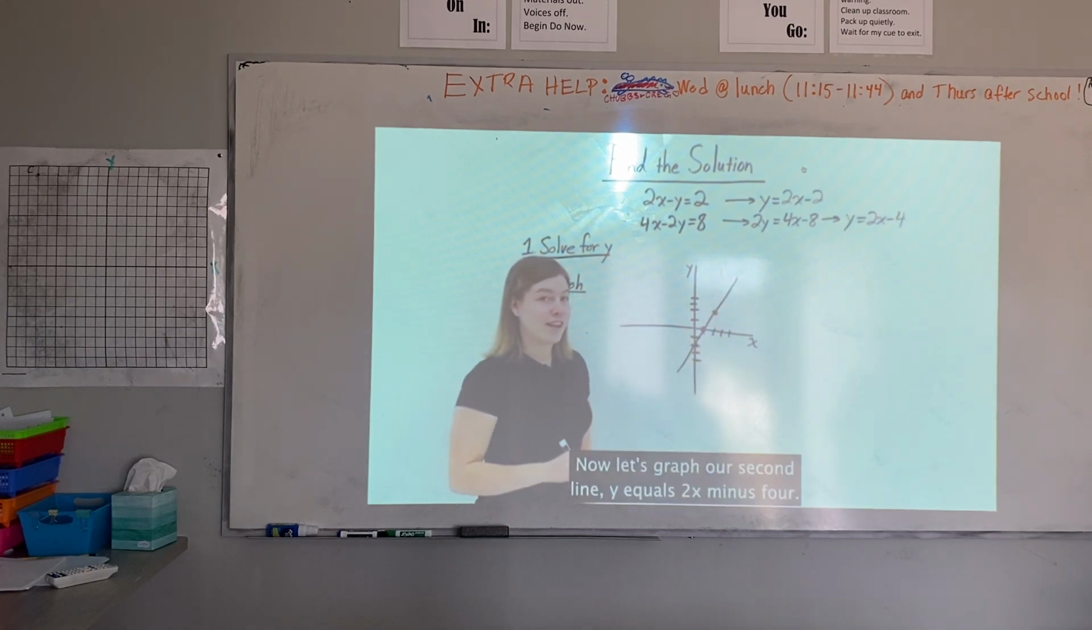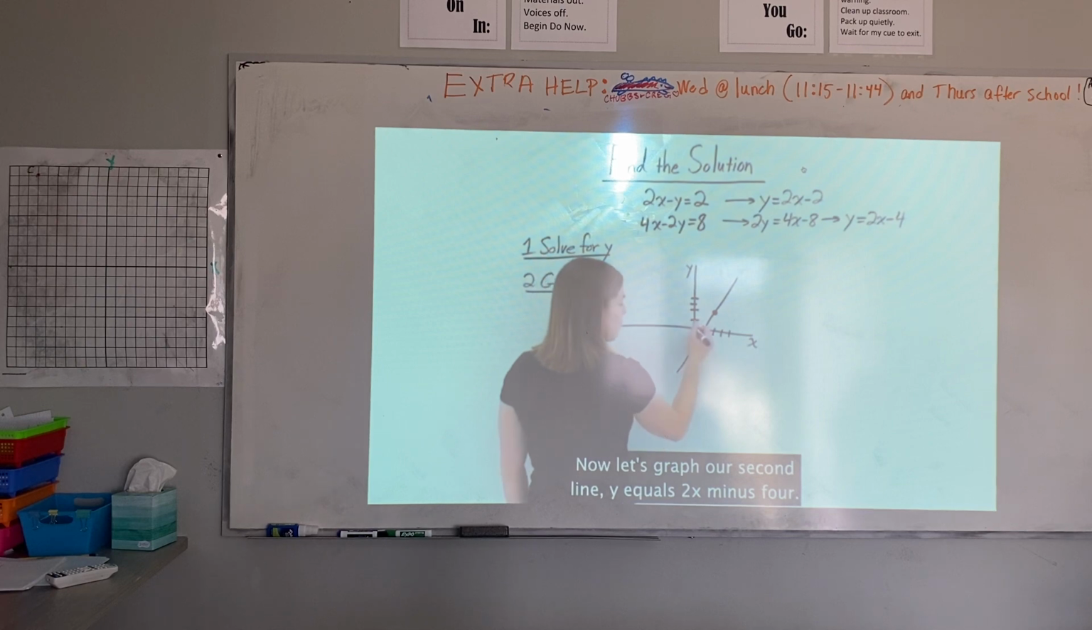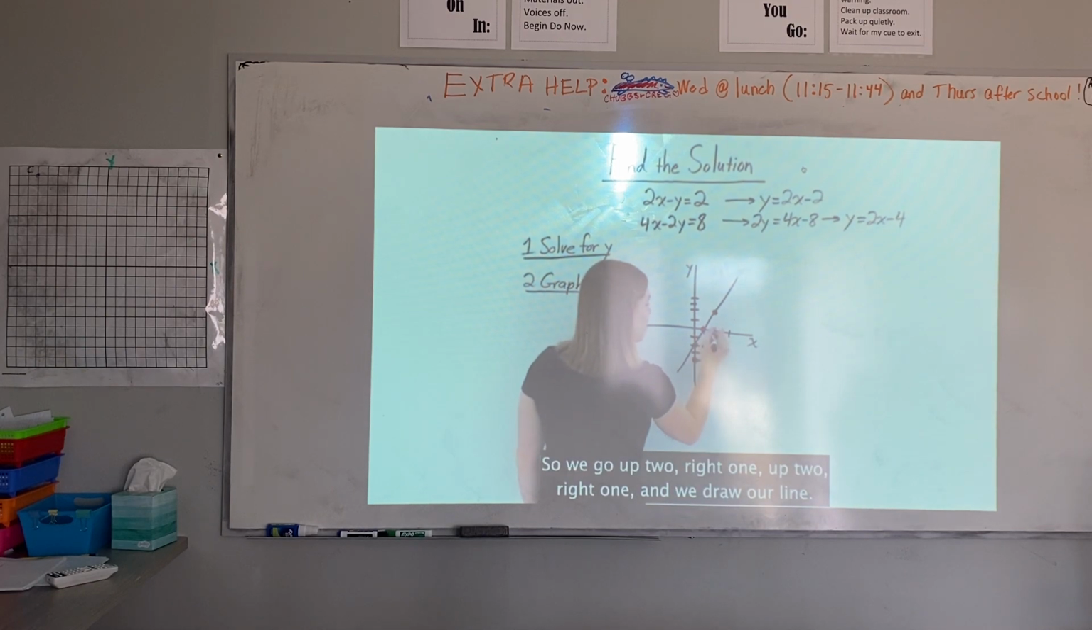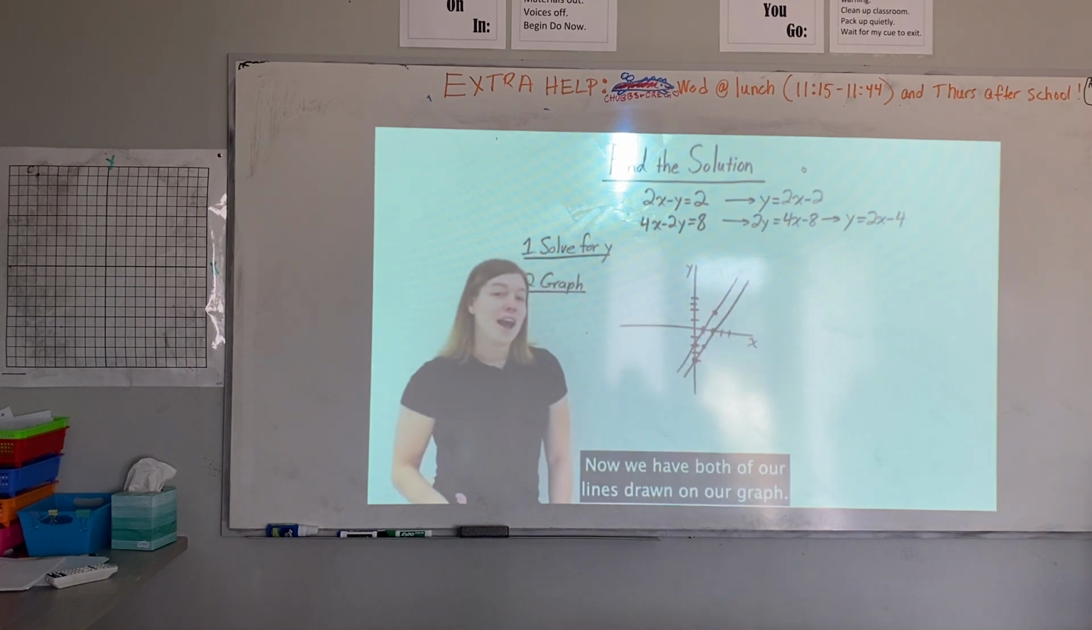Now let's graph our second line. Y equals 2x minus 4. We have a y-intercept of negative 4, and again we have a slope of 2. So we go up 2, right 1, up 2, right 1, and we draw our line. Now we have both of our lines drawn on our graph.